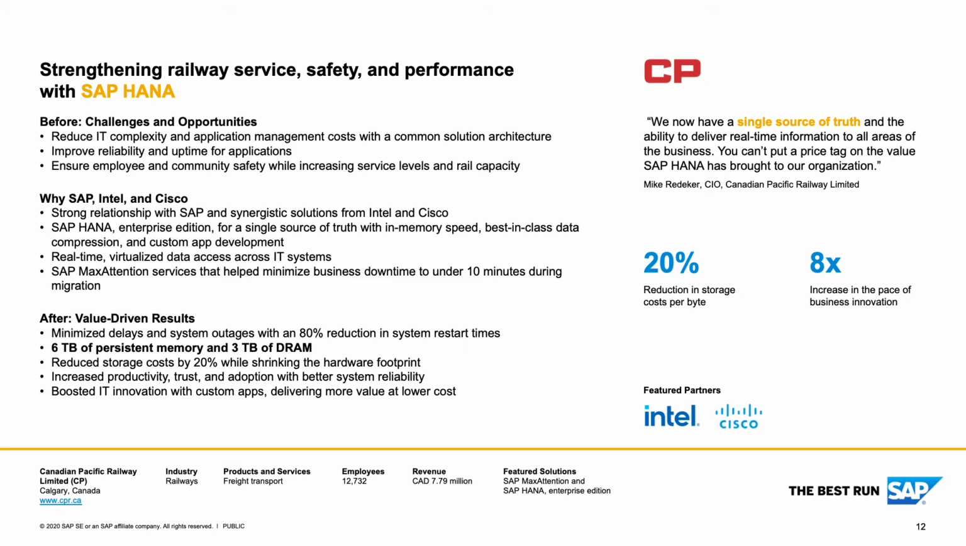All right, so lastly, I'd like to share a few customer examples. First is Canadian Pacific, a leading railway in North America. They run all their mission critical SAP systems on HANA and recently invested in new Cisco infrastructure, which included Intel Optane Persistent Memory. So they used a 1:2 ratio of 3 terabytes of DRAM to 6 terabytes of persistent memory.